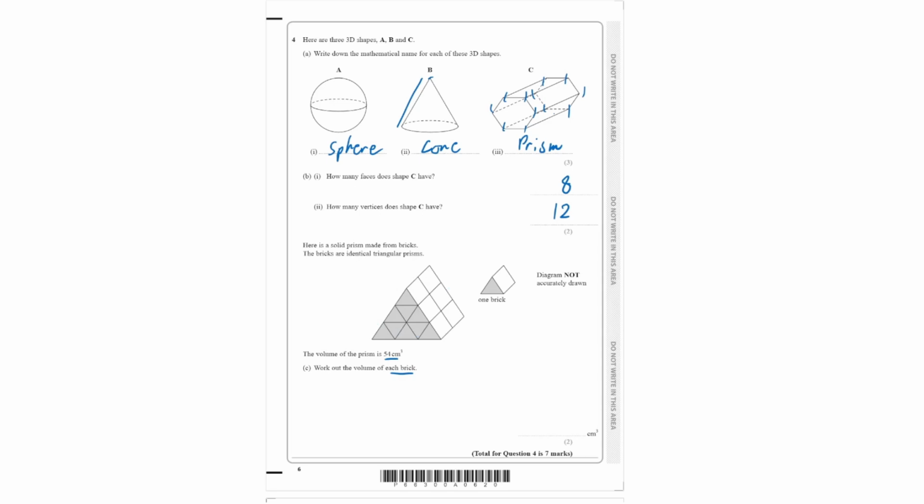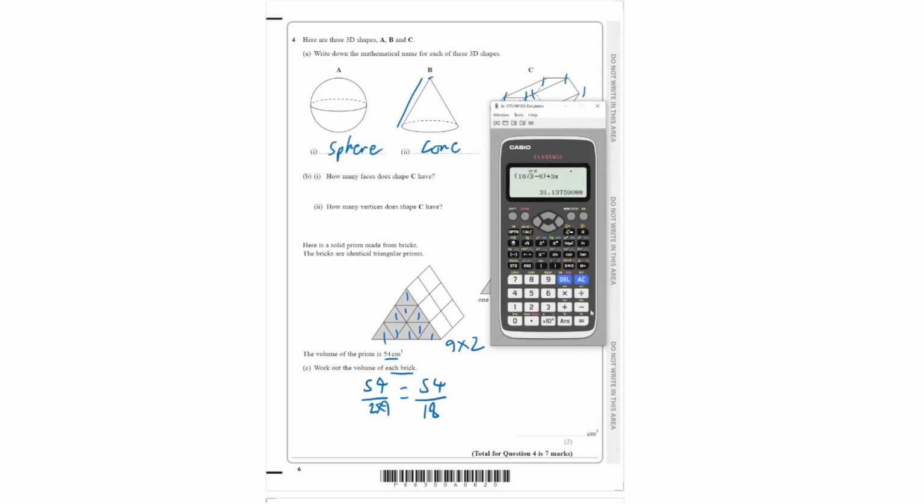Now we can see here that there is 1, 2, 3, 4, 5, 6, 7, 8, 9 faces. However, it's doubled on the back. We can't actually see, but there is one here, then there's one here, then there's one here, then there's one here. So we simply multiply it by 2. And that's our total quantity. So we have 54 divided by 2 times 9, which is simply 54 divided by 18. And we can use our calculator here. 54 divided by 18 gives us 3.